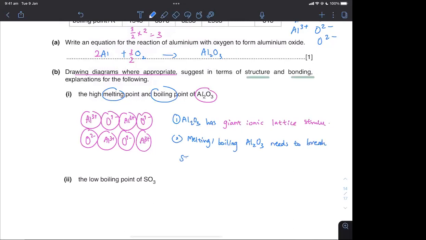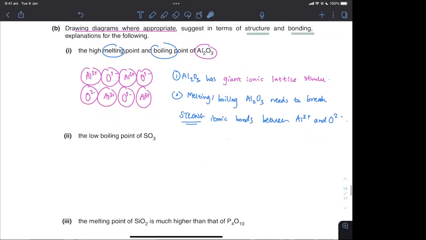Use the correct adjective, strong, and then state what you are breaking. I said ionic bonds because these are between cations and anions. So I identify based on the question: between the cations and the anions. Therefore, you need a lot of energy to break the strong ionic bonds. Need a lot of energy, so very high melting point and also boiling point.